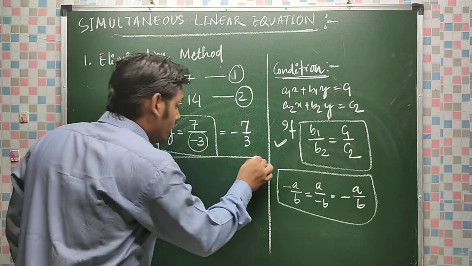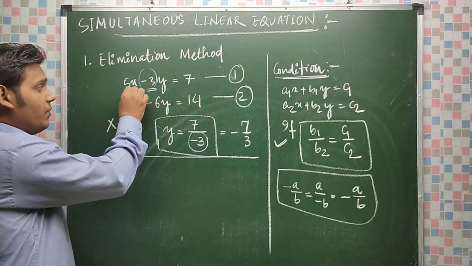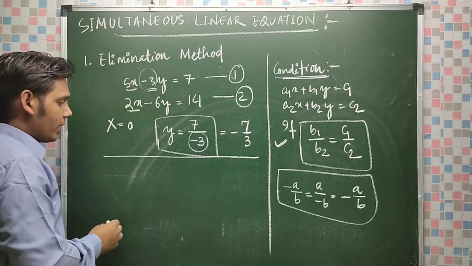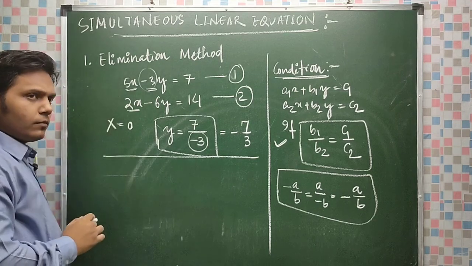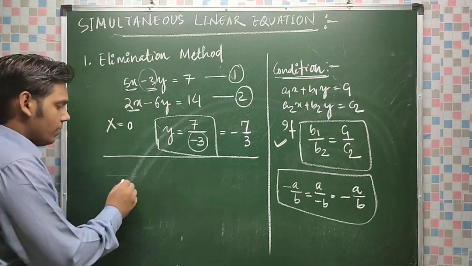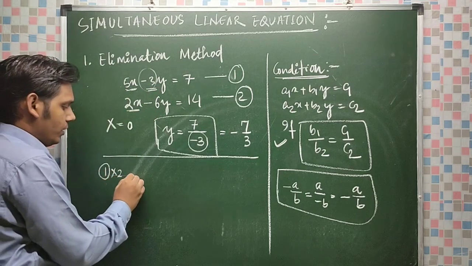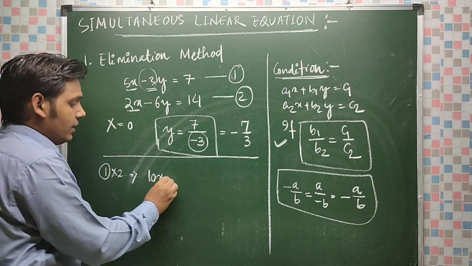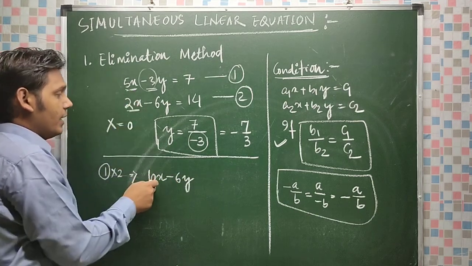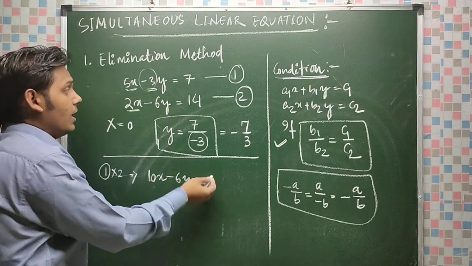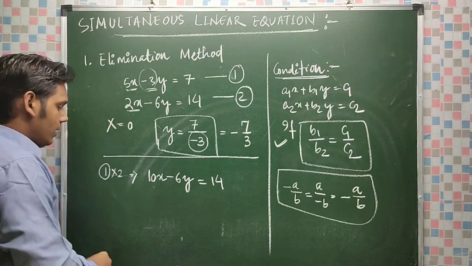In math, how can you solve it? Just this example I will explain. See, here we are having 5x and here we are having 2x. So I have to make the coefficients the same in order to eliminate x from these two equations. So I will multiply equation 1 by 2. That is 10x, each term multiplied, minus 6y. 2 into 5x is 10x, 2 into minus 3y is minus 6y, and 2 into 7 is 14.